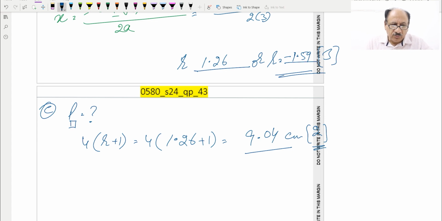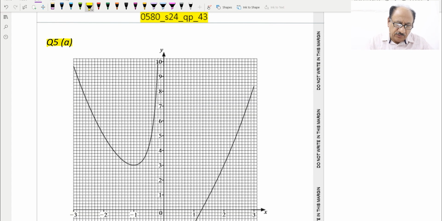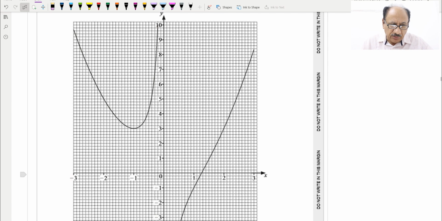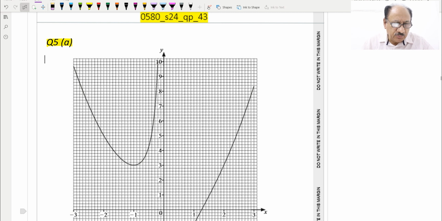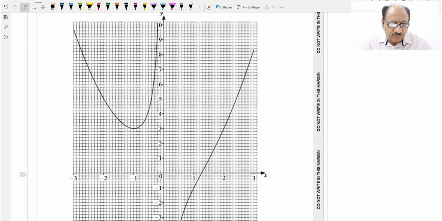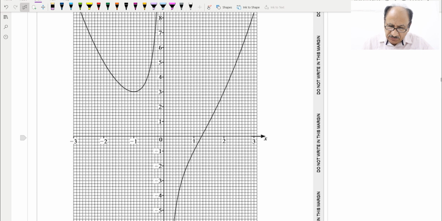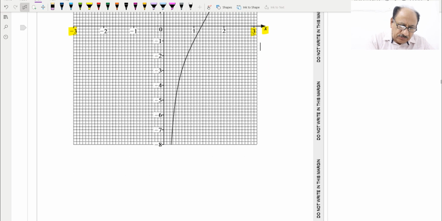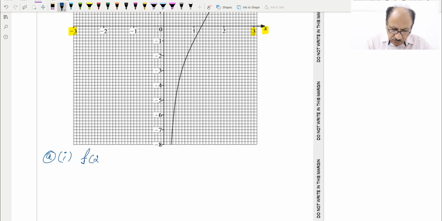Hopefully you understood this. Question number 5a part. A graph is given, and the question says the diagram shows the graph of y is equal to f of x for values of x from -3 to 3. So x is varying from -3 to 3, and this graph is provided. Part A, part I we can go through. They're saying use the graph to find f of 2. So f of 2 we need to find.